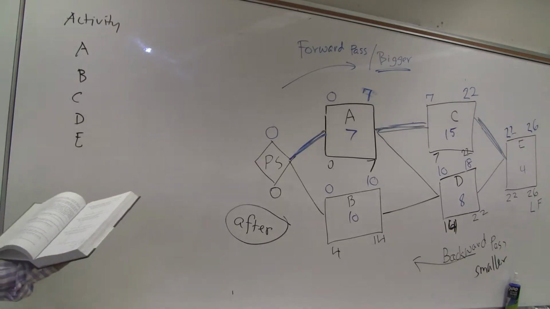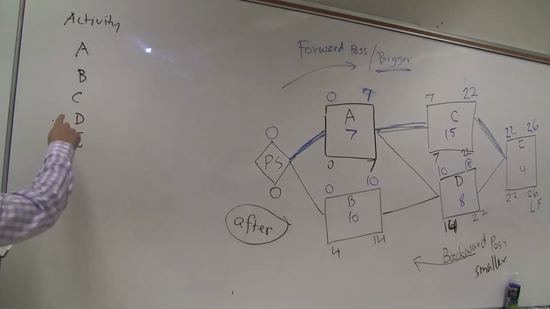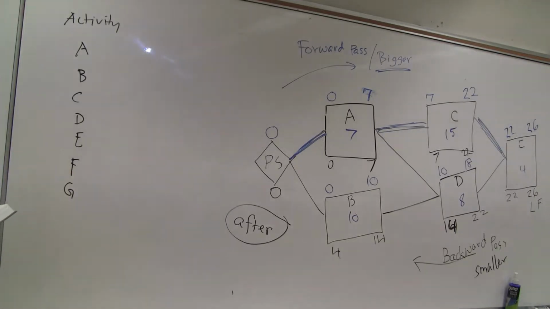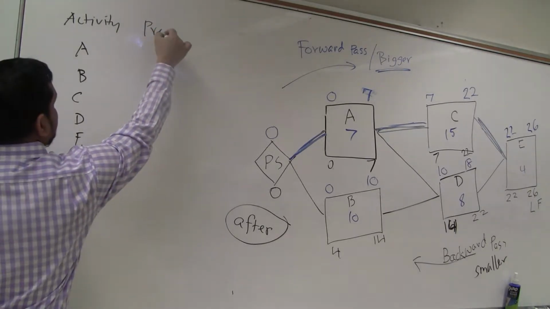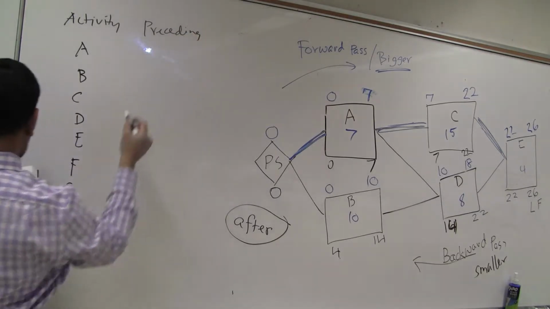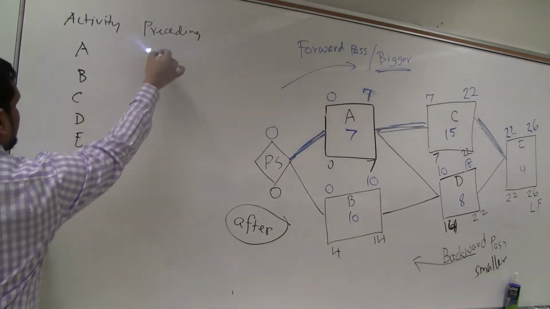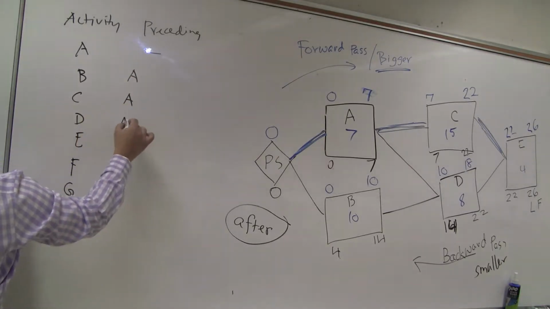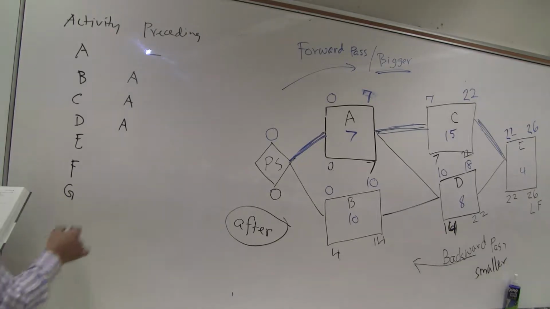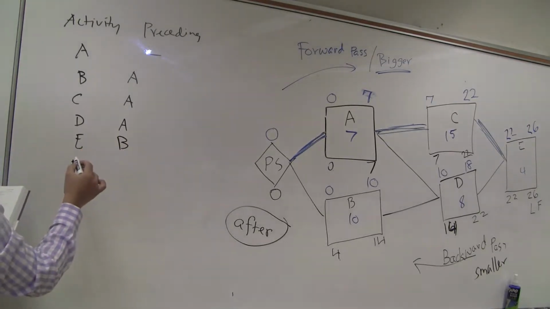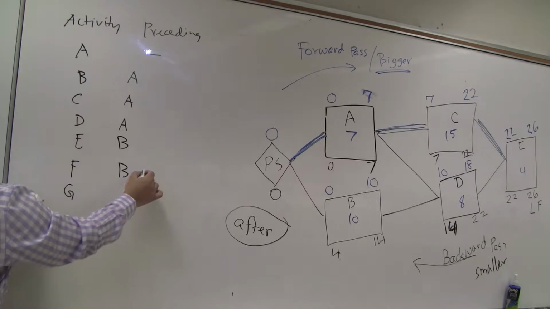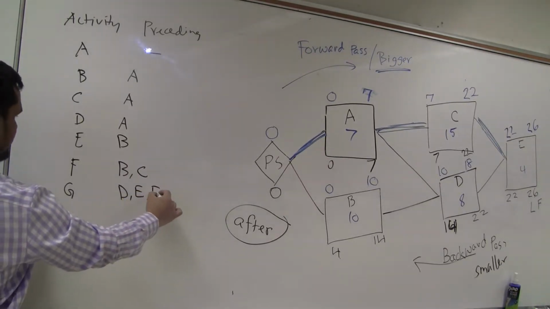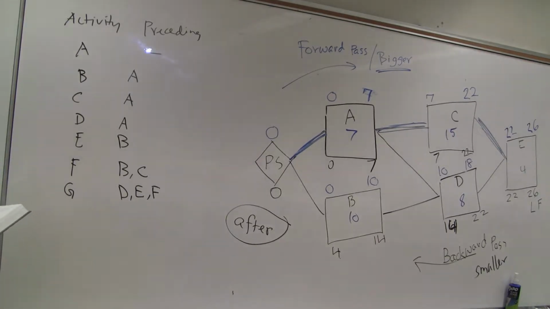This is number 2. Okay, number 3. A, B, C, D, E, F, G. Who is following me? Preceding: A, nobody; B, A; C, A; D, A; E, B; F, B, C; G, D, E, F. Okay, got it.